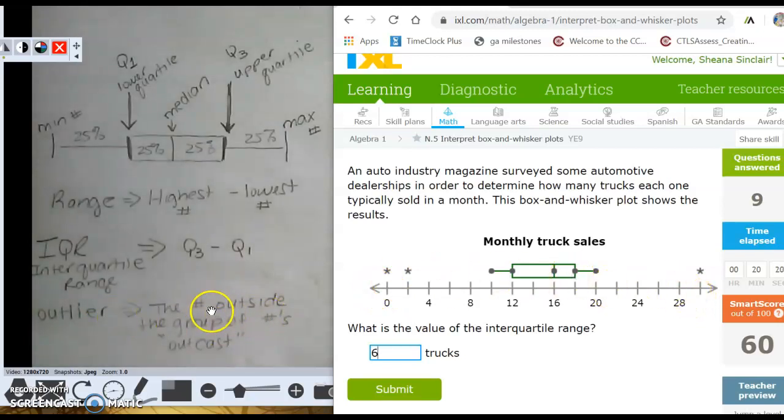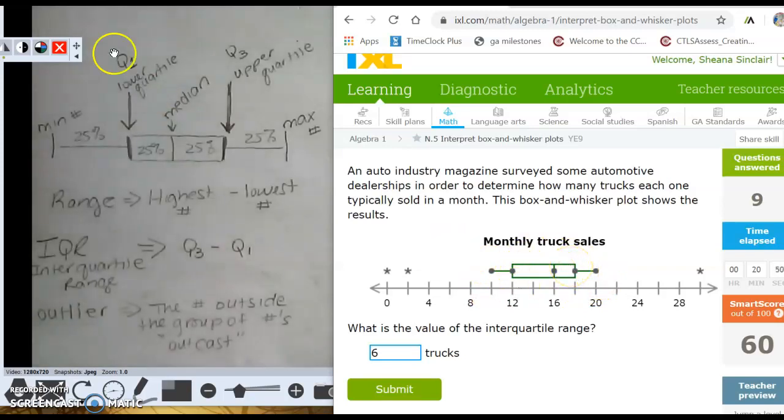Before I hit submit, I also wanted to talk about the outlier. Even though they didn't ask us for it in this question, the outlier is the number that's basically outside of the group of numbers that we were dealing with. So our outliers would be this number right here, because it's like an outcast. So 30 would be considered an outlier, 0 would be considered an outlier, and 2 would be considered an outlier, because most of the numbers seem to be between 10 and 20.